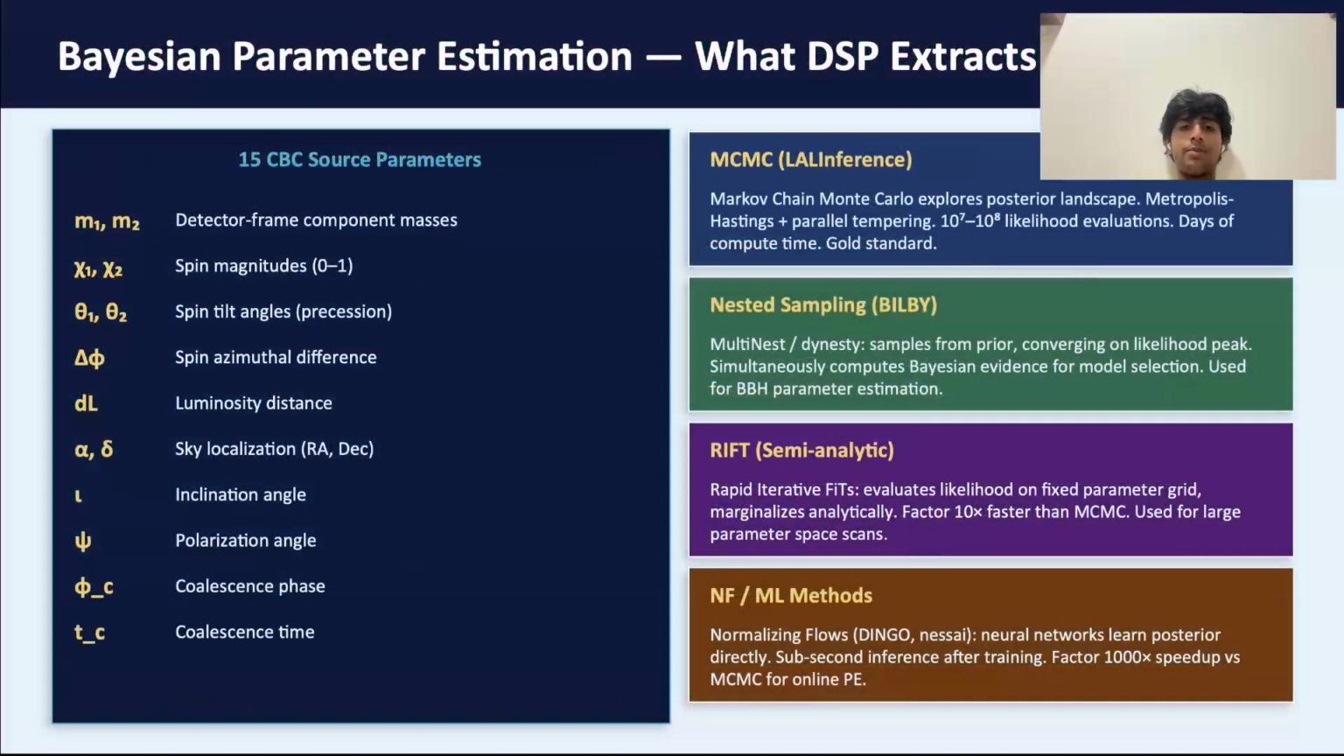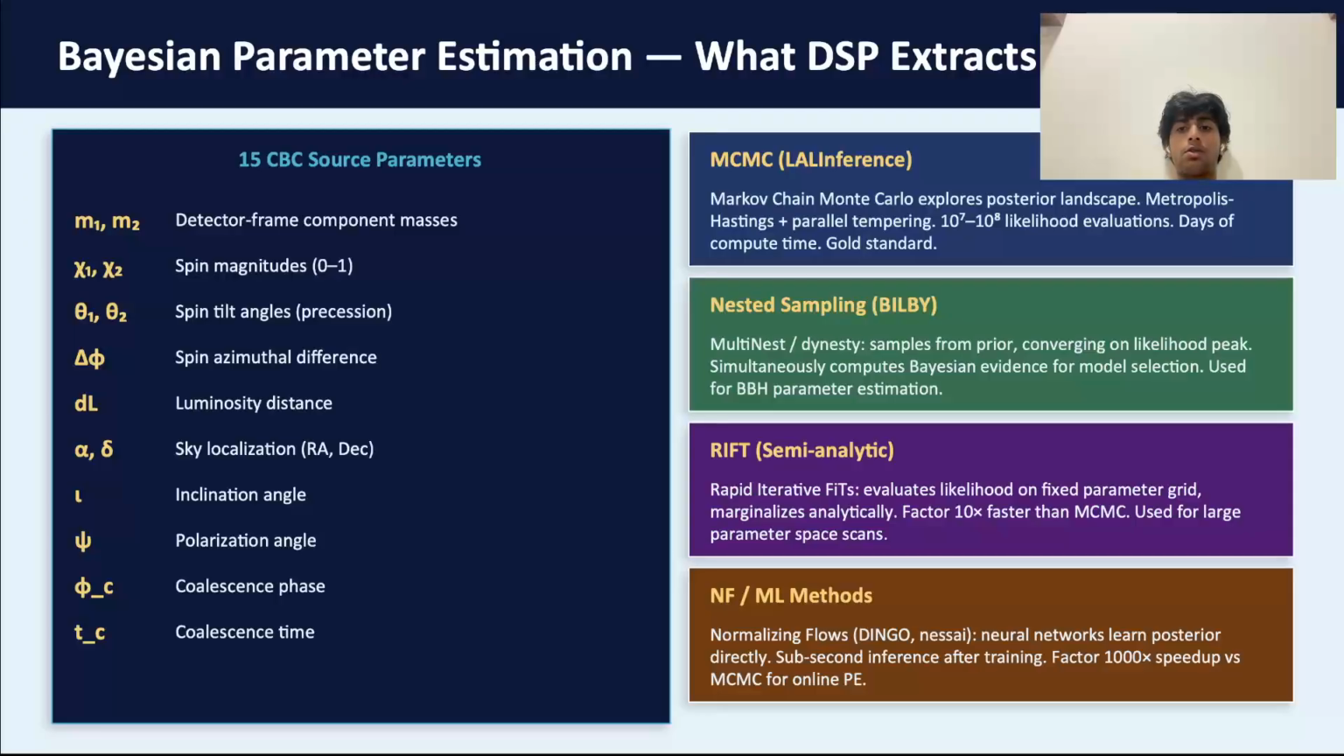Next comes the Bayesian parameter estimation, what DSP extracts. Now, detection is step one, science is step two. Full Bayesian posterior over all 15 parameters simultaneously: two masses, two spin magnitudes, four spin angles, distance, two sky coordinates, inclination, polarization, coalescence phase, and time, all at once with proper uncertainties.